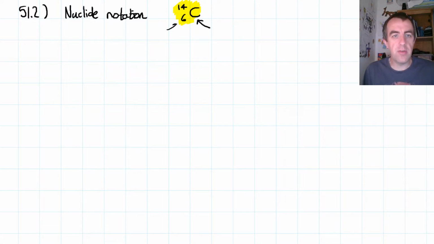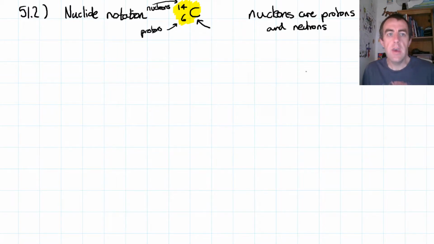The number on the bottom is called the atomic number, or sometimes called proton number. And this is the number of protons. And the number on the top is sometimes called atomic mass, sometimes called nucleon number. And this is the total number of nucleons. A nucleon is either a proton or a neutron. And so the total number of neutrons in this particular carbon isotope is 14 minus 6, which is 8.